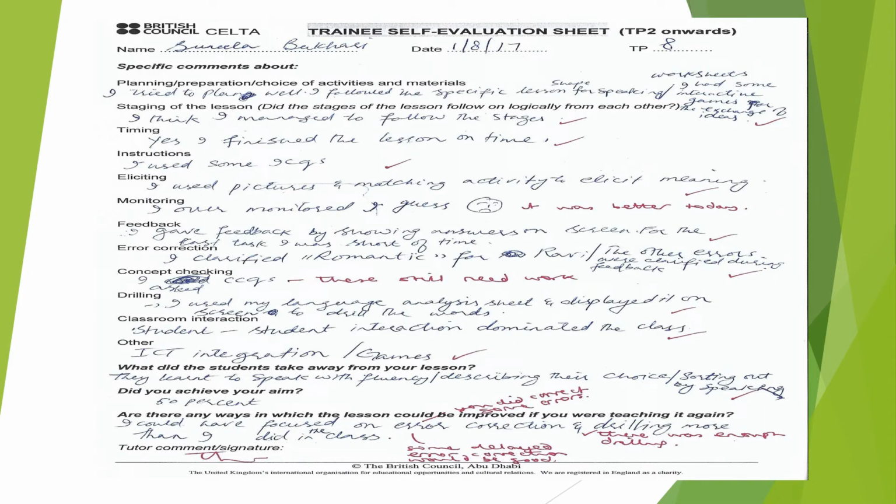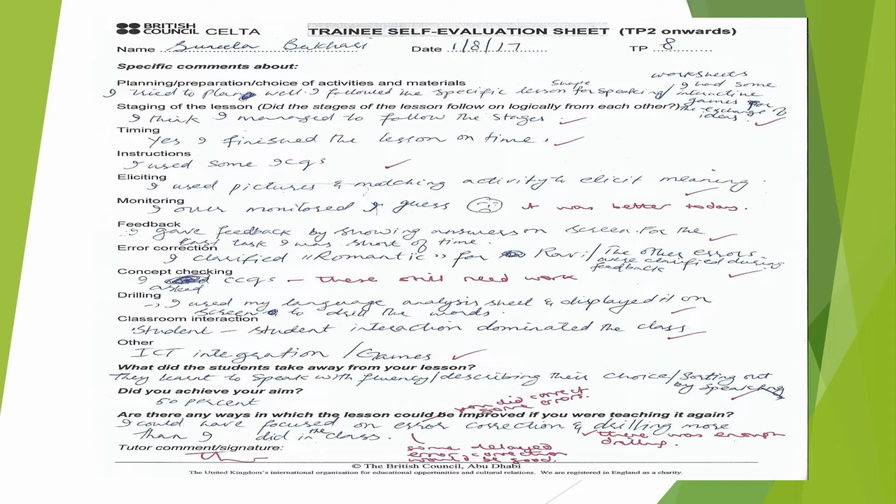So this is what a trainee self-evaluation sheet looks like. It begins with your name, date, and your TP number. And I'm going to highlight some important aspects which, if you keep in mind, it's always going to be a recipe of success.